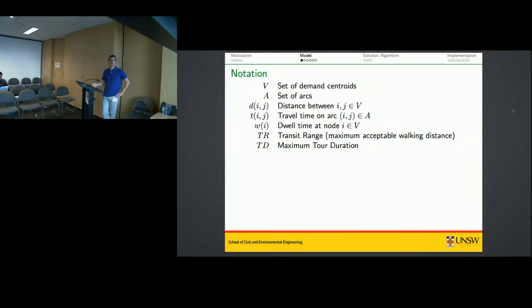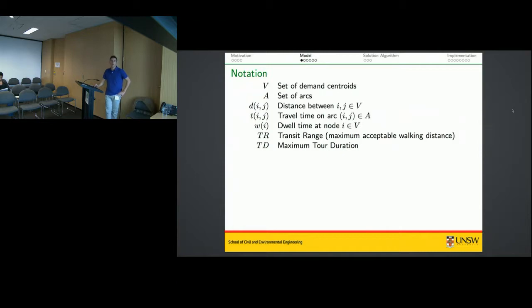The travel time is expressed in time units. Dwell time will represent the time a transit vehicle will stop at a node. So for every transit station that we open, we want to represent the fact that a vehicle will have to stop for some time. We call this dwell time, and it could be station dependent.